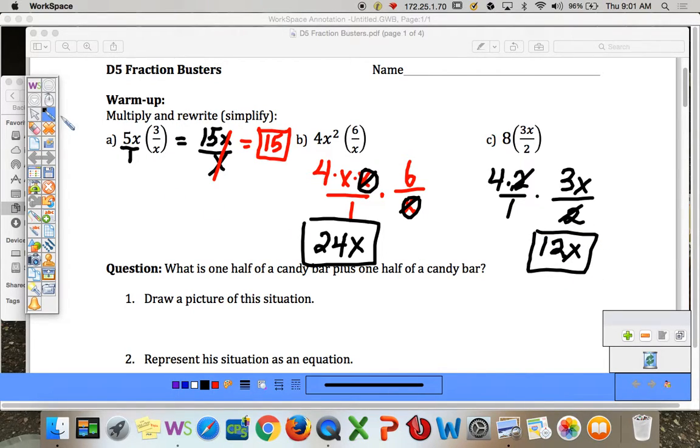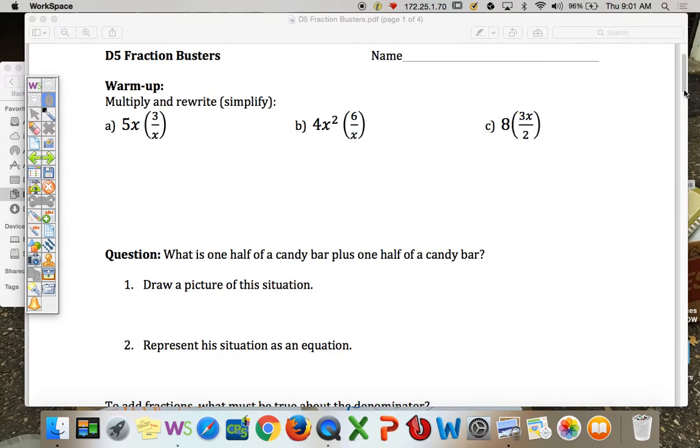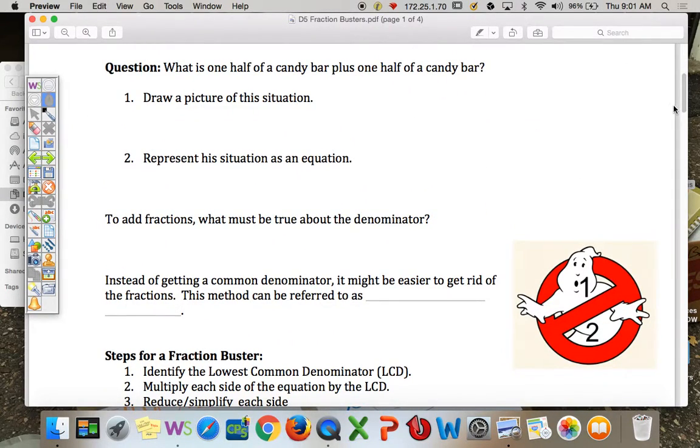So we're going to use that today when we look at solving equations that have fractions in them, and those are called fraction busters. So that'll be our goal for today and tomorrow. Let's start with this question first. What is 1/2 of a candy bar plus 1/2 of a candy bar?